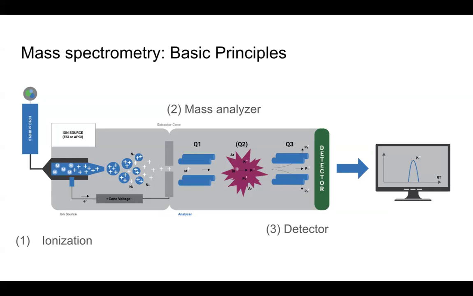Anyway, the next step would be the detector. The separated ions would reach the detector stage where their arrival is recorded as signals. The intensity of each signal corresponds to the abundance of ions at a specific mass to charge ratio. The resulting mass spectrum shows peaks for each mass to charge ratio, allowing identification of ionized molecules based on their masses.